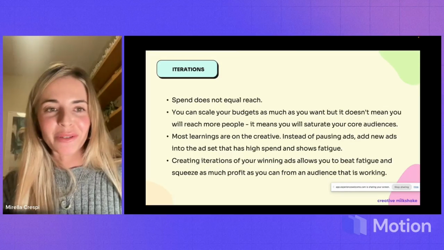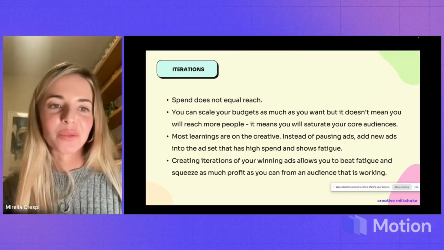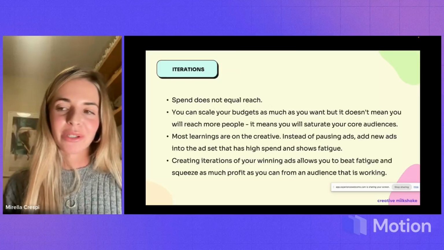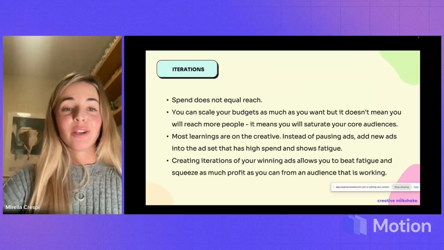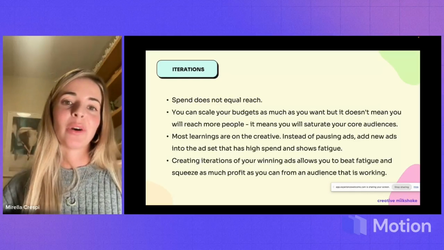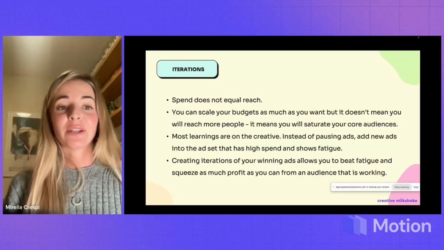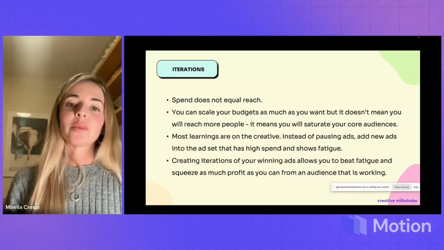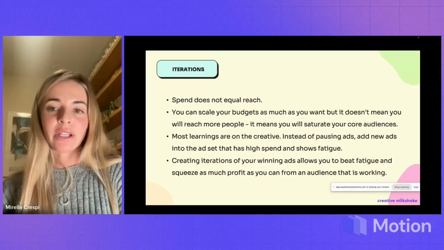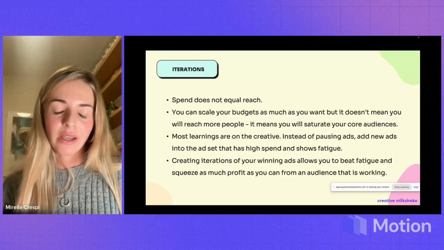So going to zoom through iteration strategies. So spend does not equal reach. You probably know this. If you have a winning ad, you can pump as much budget as you want through it. It doesn't mean you're going to necessarily reach more people. You're probably going to just saturate your core audience and start to see some creative fatigue.